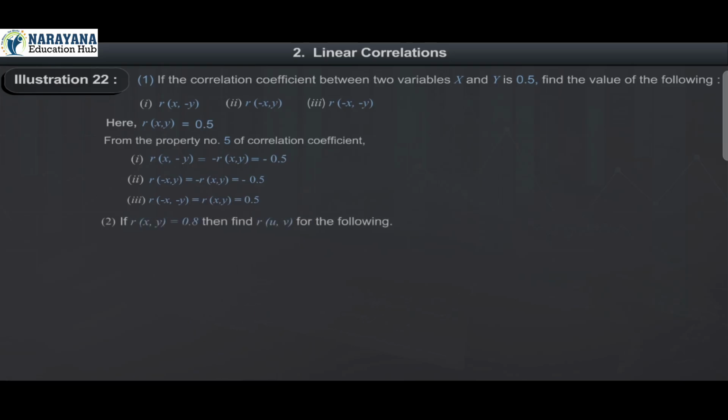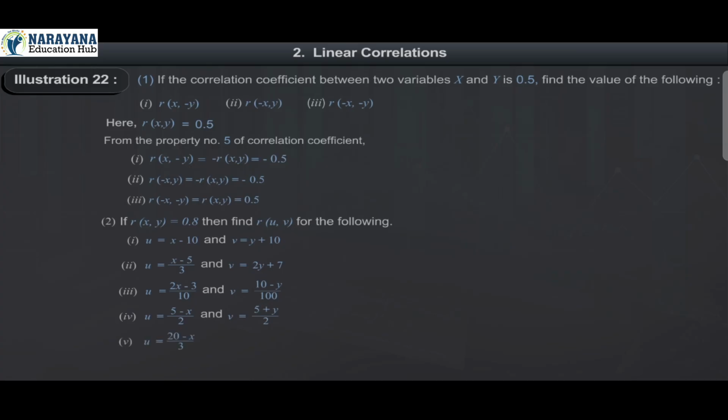2. If r xy is equal to 0.8, then find r uv for the following. Number 1. u is equal to x minus 10 and v is equal to y plus 10. Number 2. u is equal to (x minus 5) divided by 3 and v is equal to 2y plus 7. Number 3. u is equal to (2x minus 3) divided by 10 and v is equal to (10 minus y) divided by 100. 4. u is equal to (5 minus x) divided by 2 and v is equal to (5 plus y) divided by 2.